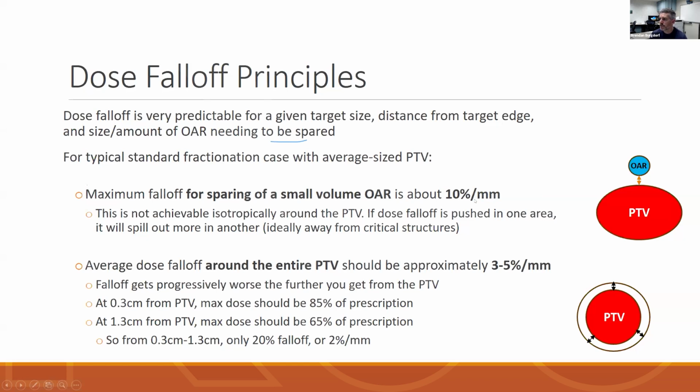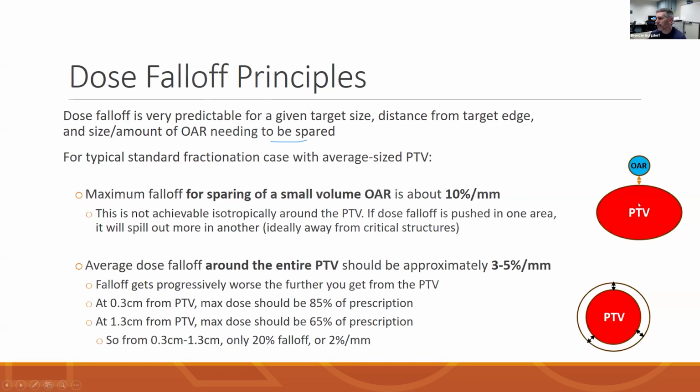It's important to understand that this is not achievable isotropically around the PTV. So you can't achieve this everywhere around the PTV. However, you can achieve it around a very small area. And if you push the dose fall-off around this very small area, it will likely spill out more in another area, but we have the ability to control where that dose spills out, and we can ideally have it spill away from critical structures.